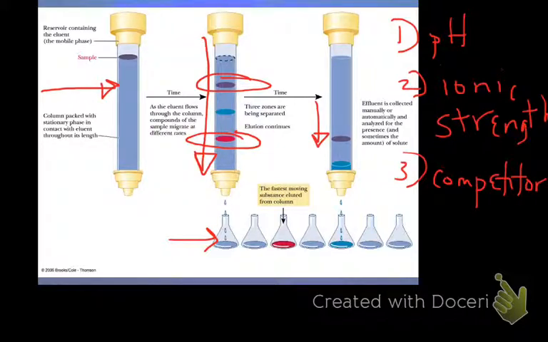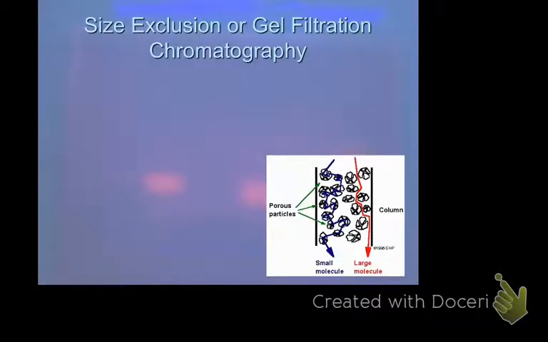Okay. And hopefully it'll help make sense once we go through some specific examples of columns in just a moment. This is just a little cartoon to show how the different colors get muted. Okay, one of the very first types that we're going to talk about is called size exclusion. Sometimes they also call it gel filtration chromatography. These use either beads or some type of agarose or agar material where you make pores.